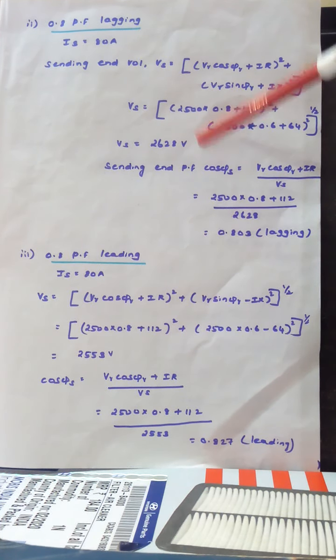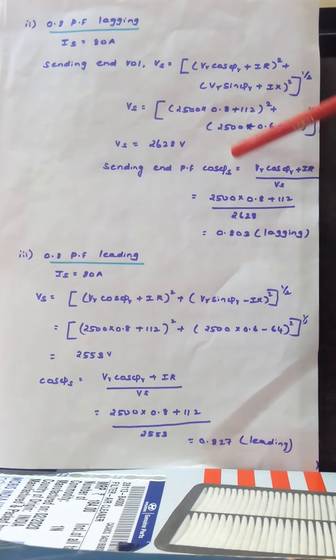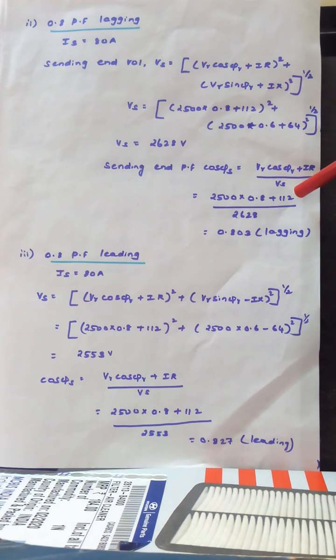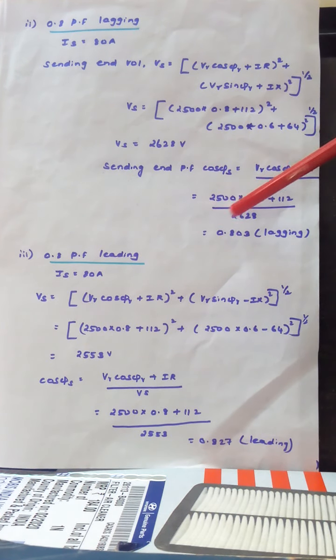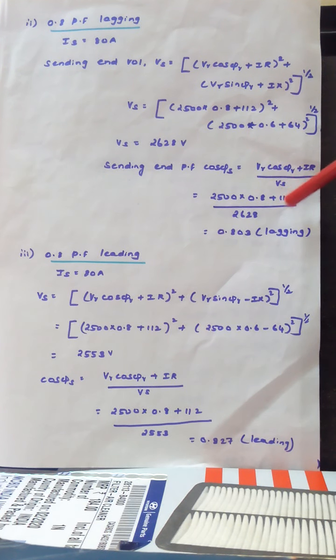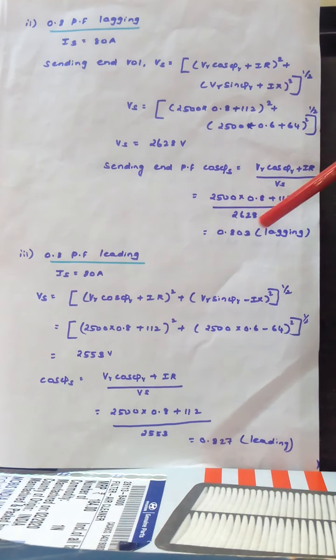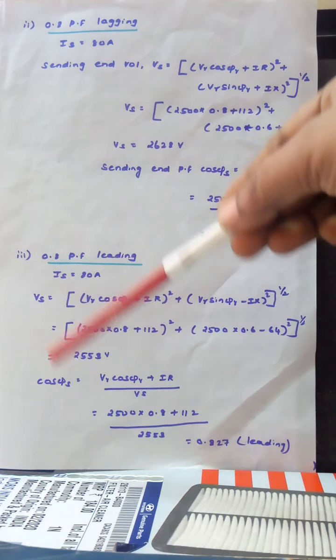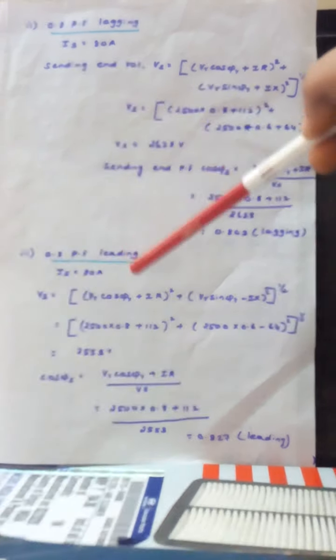2628 volt. Next is the sending end power factor, that is cos phi s, which is Vr cos phi r plus Ir divided by Vs. So Vr is 2500 and cos phi r we got as 0.8, and IR we are getting as 112. So divided by 2628, it is 0.803 lagging. Similarly, we have to find out for 0.8 power factor leading.